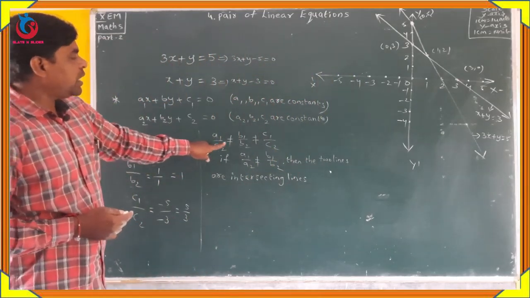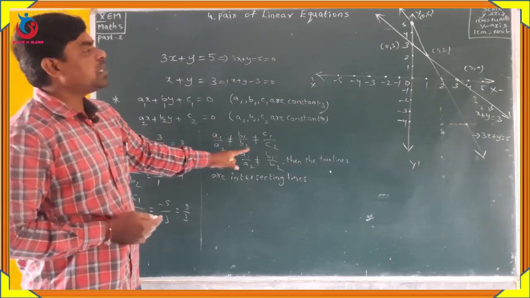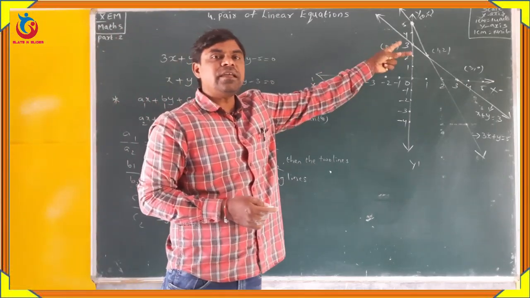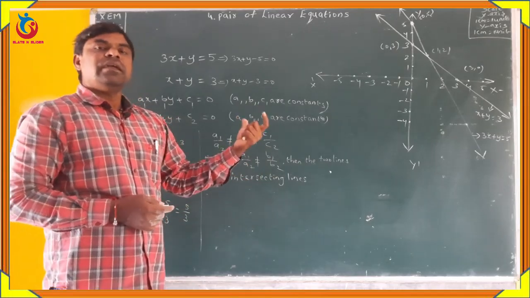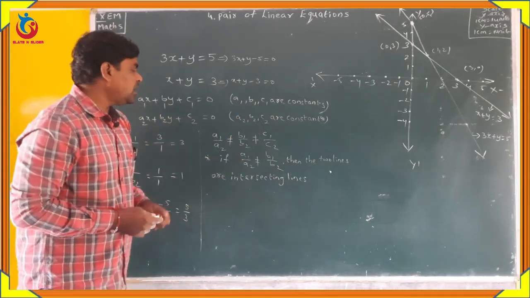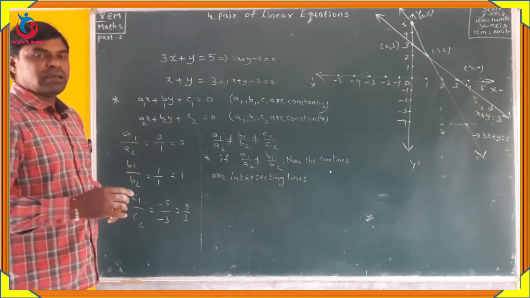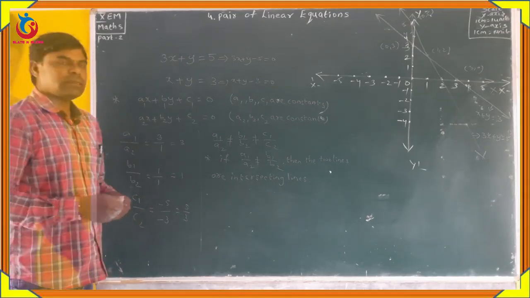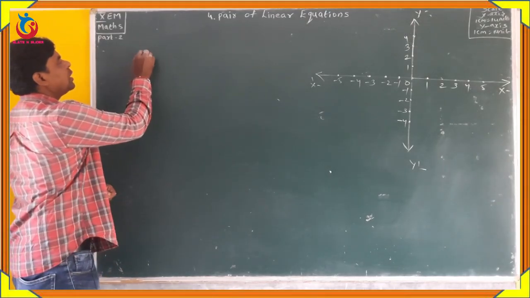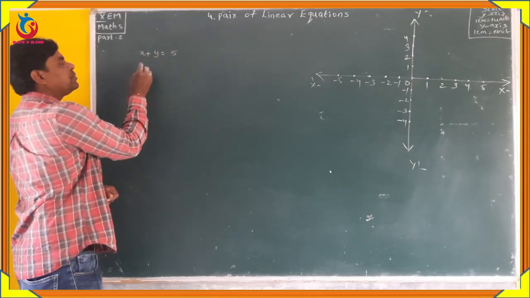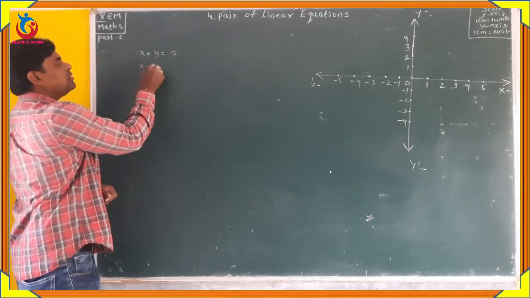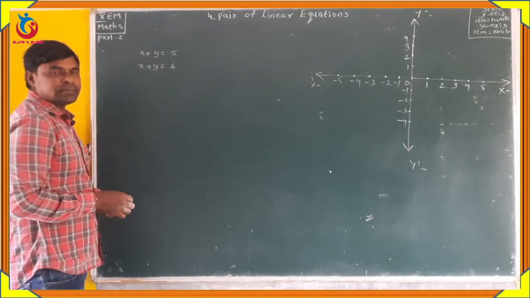Yes, A1 by A2 is not equal to B1 by B2, that is why here we got two lines intersecting. So if two lines are intersecting, we get the intersecting point. And we will find one more condition with another example. Let us take x plus y is equal to 5 and x plus y is equal to 6.